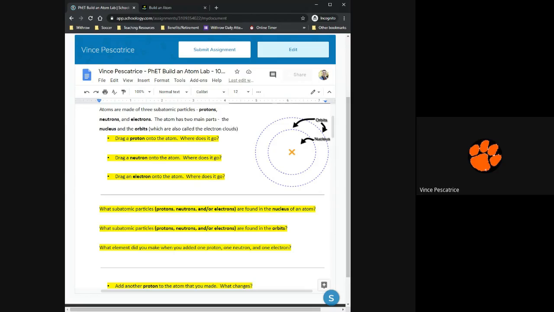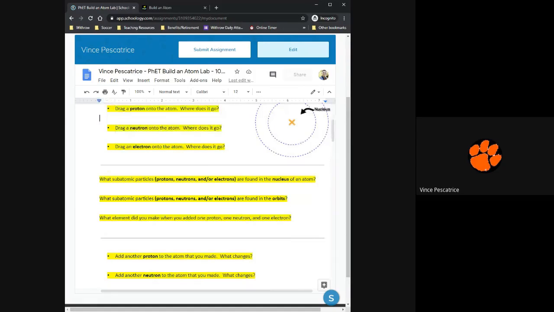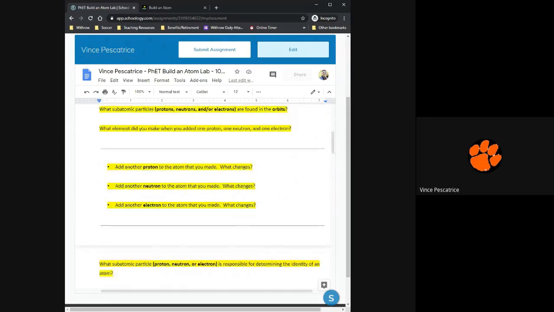So first up, you're going to do this drag and drop of the protons, neutrons, and electrons. How this works is you'll have questions like this, and then the questions underneath are related to those questions.